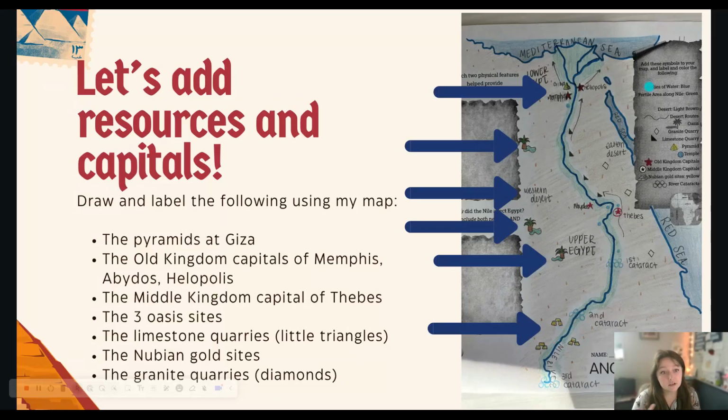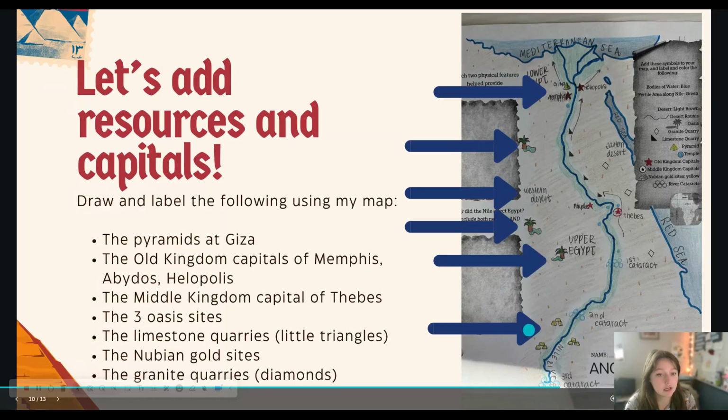Now, geography isn't just about what the land looks like. It's also about what the land provides and what resources it has. So Egypt had these oases. Like I said, they had these small fertile areas where there was water, where travelers could kind of pause on their way to and from Egypt. These became really important for farming if you weren't on the Nile River.